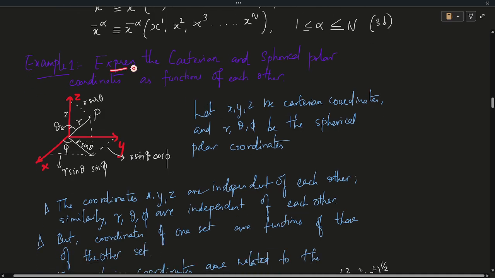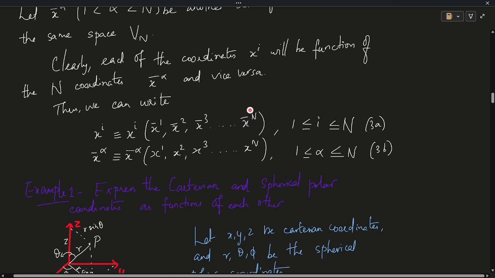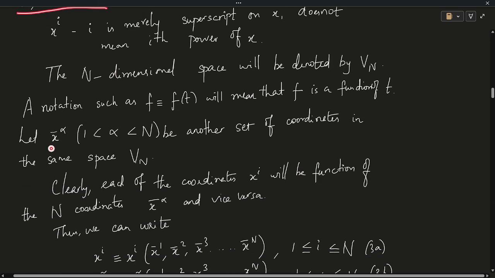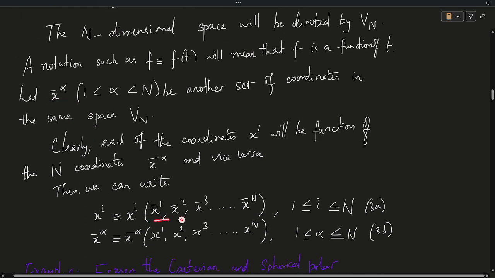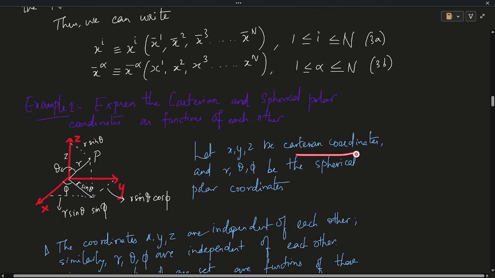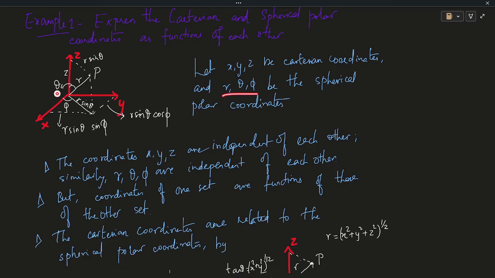Example 1. Express the Cartesian and spherical polar coordinates as functions of each other. Now we have reached a point where there are two sets of coordinates, very similar to this concept where x1, x2, ..., xn are one set of coordinates and x bar alpha, which is x bar 1, x bar 2, ..., x bar n, are the new set of coordinates. Very similarly, we have Cartesian coordinates, which are the older ones, and the spherical polar coordinates, which are the newer ones. Let us first understand what these new coordinates r, theta, and phi are. We know what x, y, and z are.